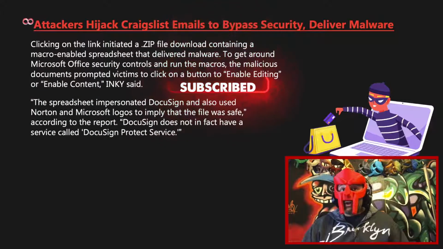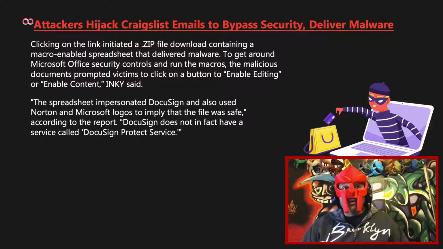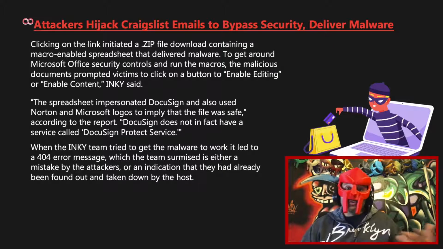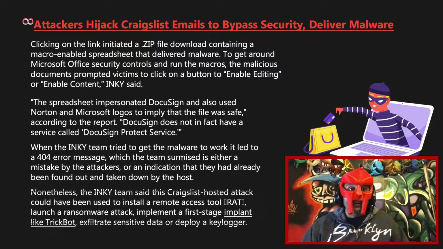The spreadsheet impersonated DocuSign and also used Norton and Microsoft logos to imply that the file was safe. According to the report, DocuSign does not, in fact, have a service called DocuSign Protect Service. When the INKY team tried to get the malware to work, it led to a 404 error message, which the team surmised is either a mistake by the attackers or an indication that they had already been found out and taken down by the host.